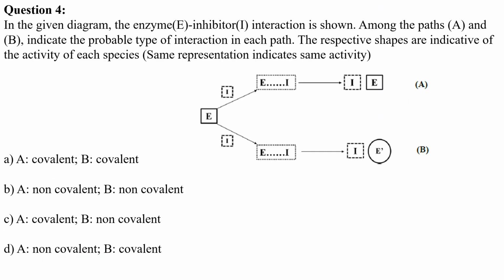Moving to the next question, question number 4. In the given diagram, the enzyme inhibitor interaction is shown. E is enzyme and I is inhibitor. Among the paths A and B, indicate probable type of interaction in each path. The respective shapes are indicative of the activity of each species.